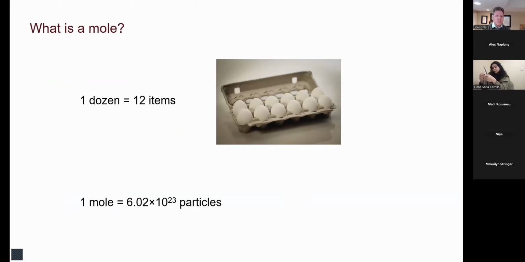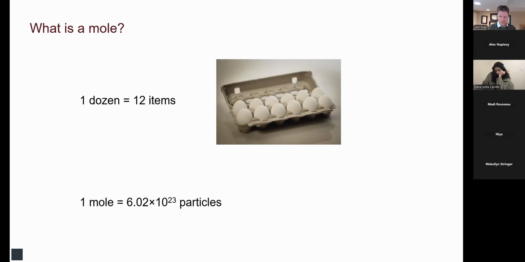I've said, well, 1 dozen is 12 items. If I had 12 coffee mugs, then I have a dozen coffee mugs. Go both ways. You have 5 dozen coffee mugs, you have 60 coffee mugs. So the thing that I'm talking about can vary, and the number of them can vary. A mole is just a number of things. So 1 mole of something is 6.02 times 10 to the 23rd of that thing. That's tough to think about because that's such a large number.